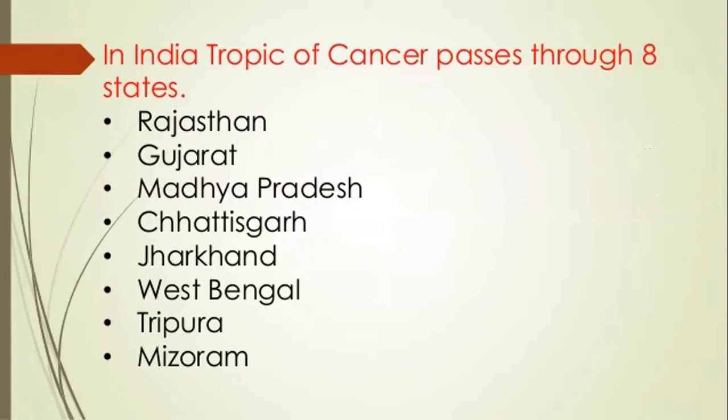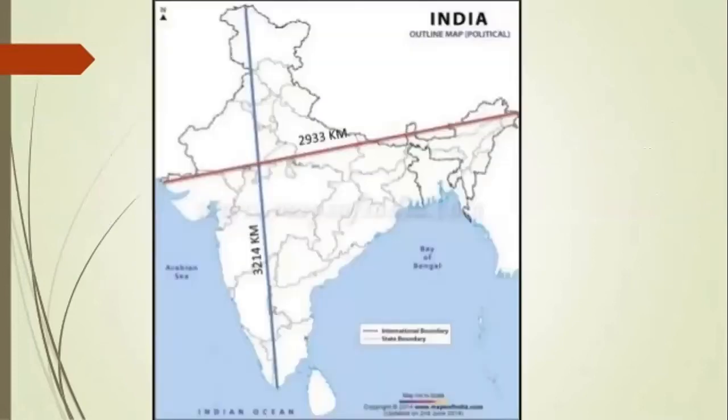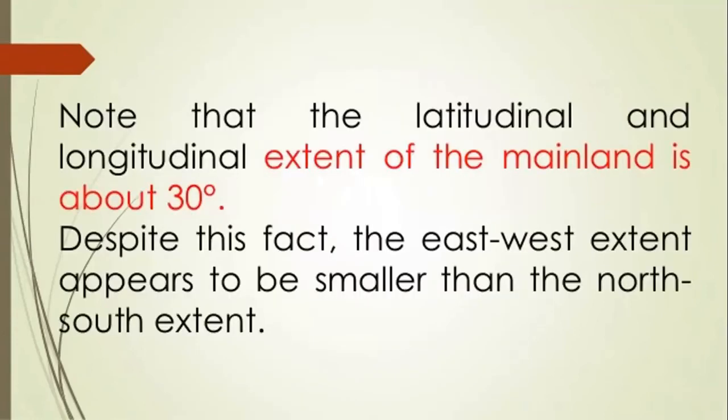The names of the states are Rajasthan, Gujarat, Madhya Pradesh, Chhattisgarh, Jharkhand, West Bengal, Tripura, Mizoram. Okay, all right. Now, it is very important to also know the distance between the topmost point and the bottommost point, and the eastmost point and the westmost point. The distance between east and west is 2,933 kilometers, and the distance between the top and bottom is 3,214 kilometers.